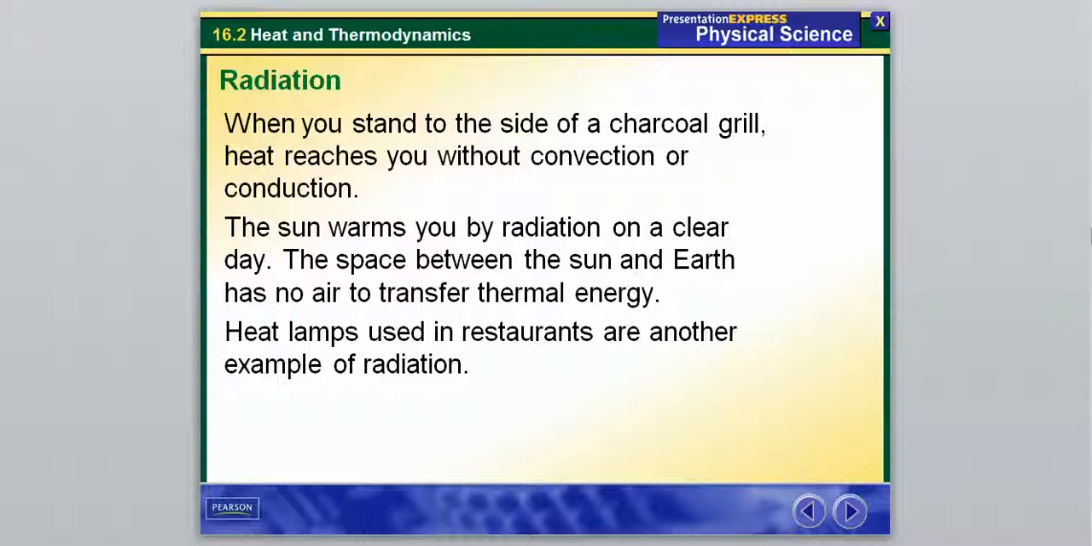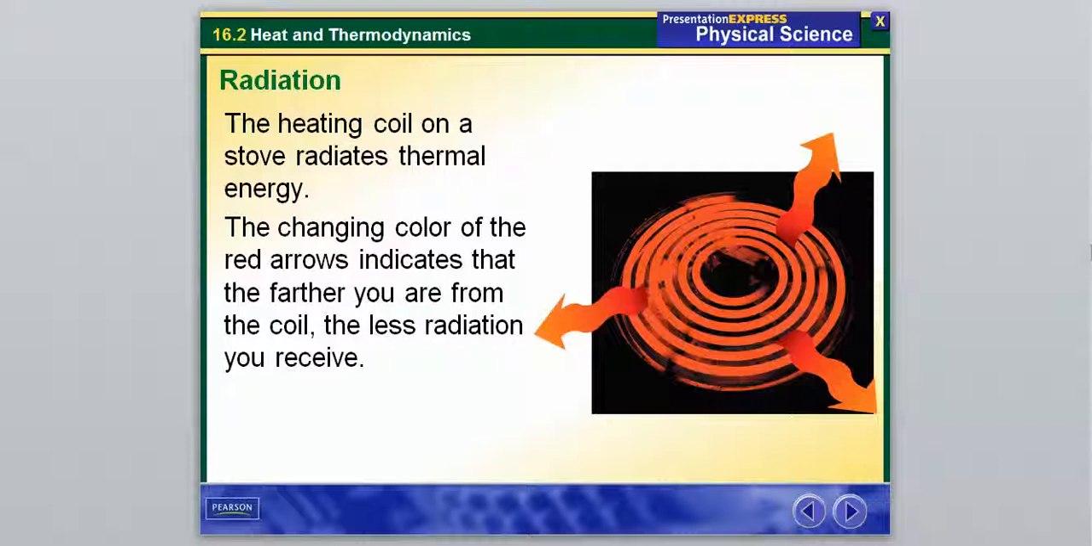Those lamps are not directly touching the food, and they're not creating hot and cold air differences. It's just thermal energy moving onto the food to keep it warm. And the heating coil on a stove will radiate thermal energy, and the changing color of the red arrows indicates the farther you are from the coil, the less radiation you receive. You can see this hot coil right here. The darker means there's more heat radiating out, and as it gets less and less dark, that means less and less thermal energy is being radiated away. So those are 3 ways that thermal energy is transferred.